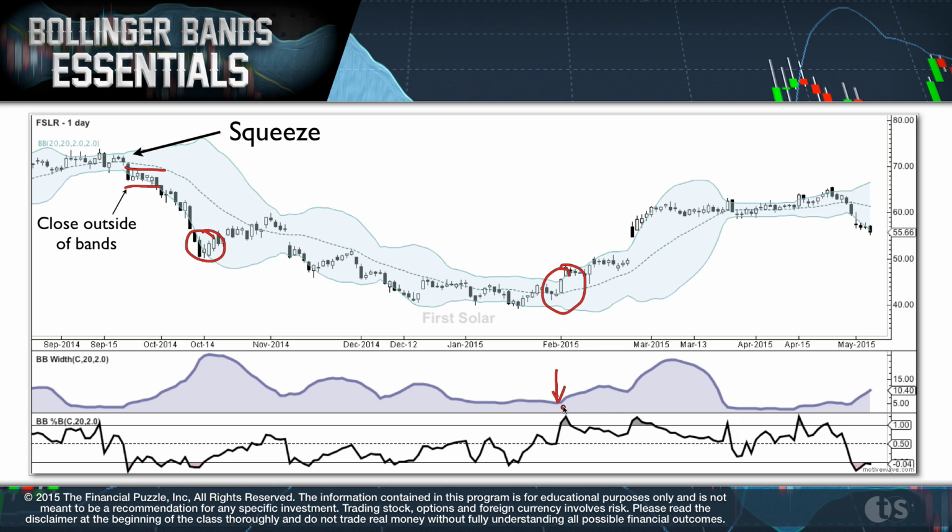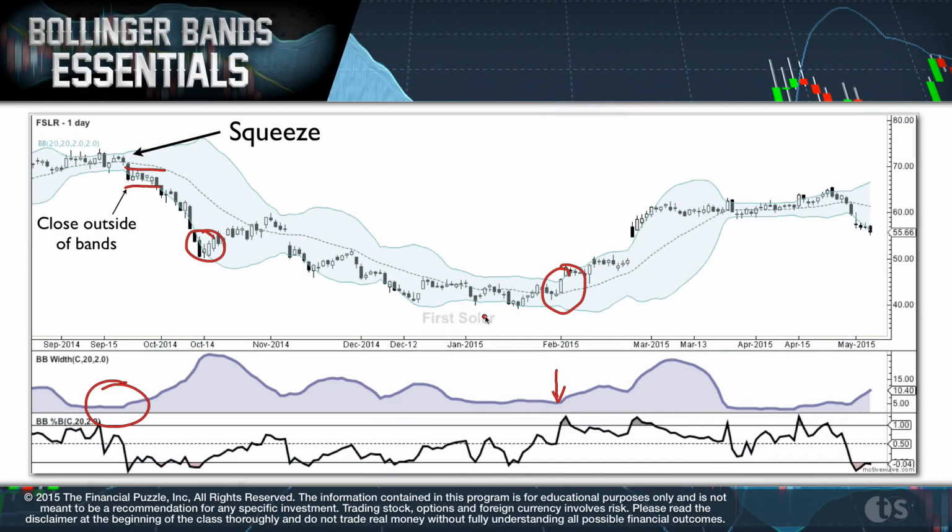You see your bandwidth is low, but relatively speaking, it is not as low as it was in September. So September was a higher probability break than the February squeeze here. If you look back here, you can see that one had been going on for about a month or so, maybe more. And so this one was actually lower probability because the bandwidth was not as low.